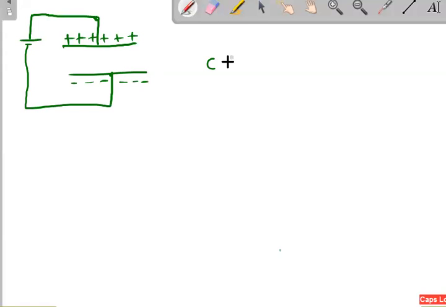C is equal to epsilon A divided by D. Okay. Say for example, if epsilon is constant, epsilon means the permittivity of the medium. What is the permittivity of the medium? If it is free space, that is epsilon naught.